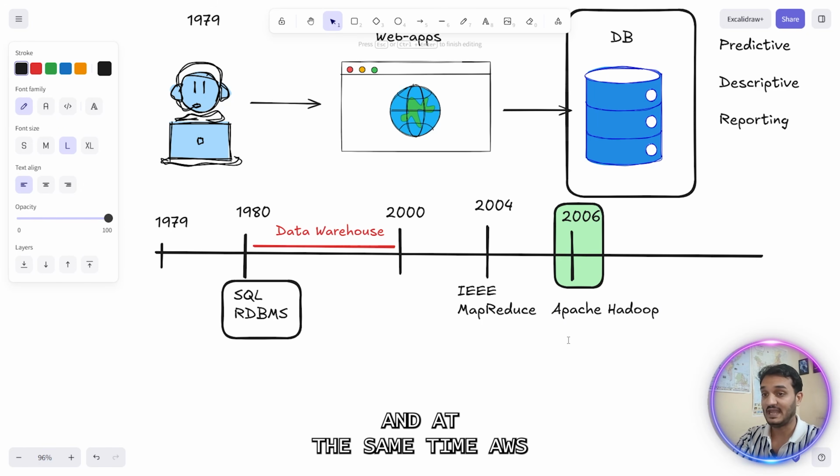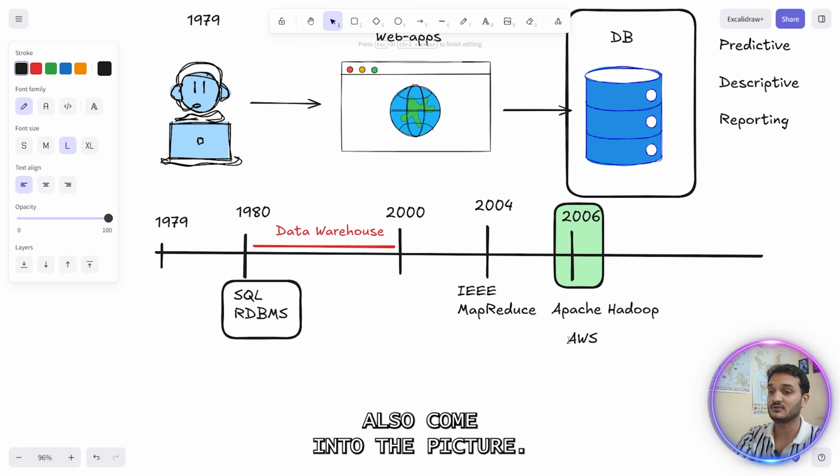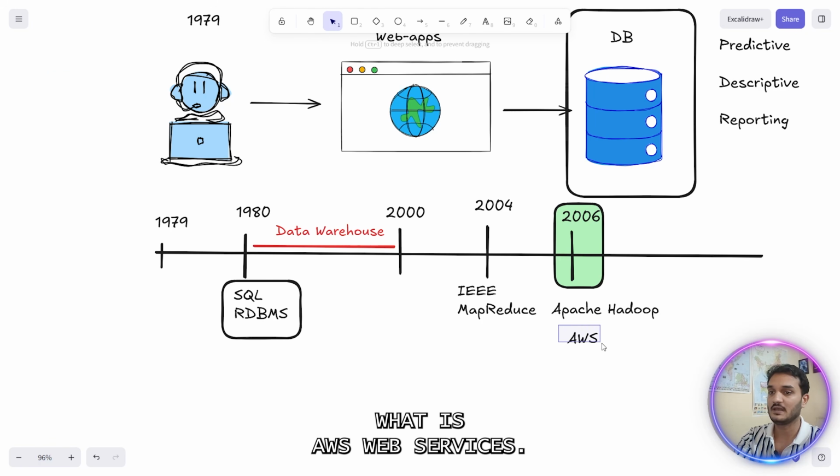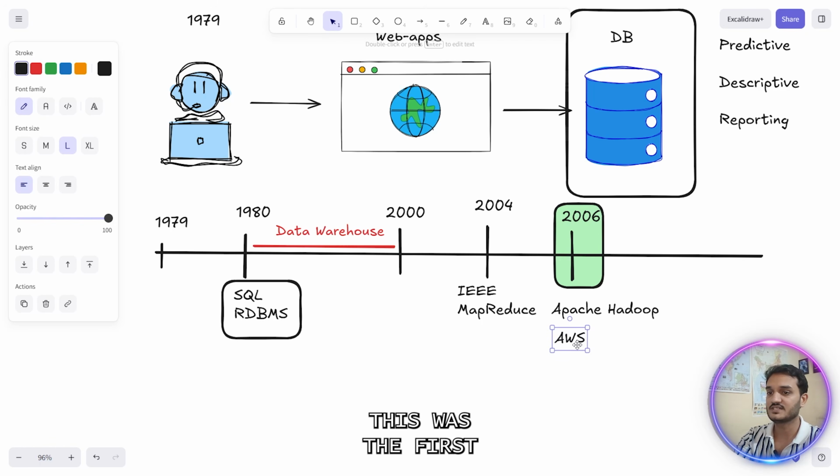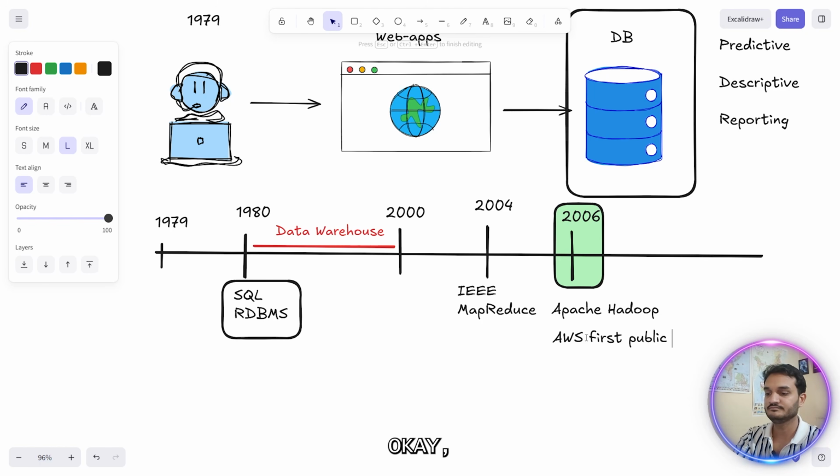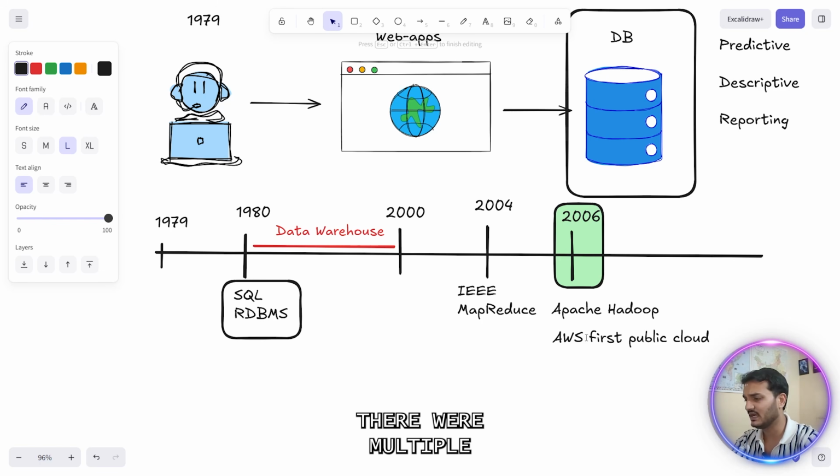And at the same time, AWS also came into the picture. What is AWS? Amazon Web Services. This was the first public cloud. That's why AWS is so popular. It was the first public cloud, and later multiple others came into the picture.